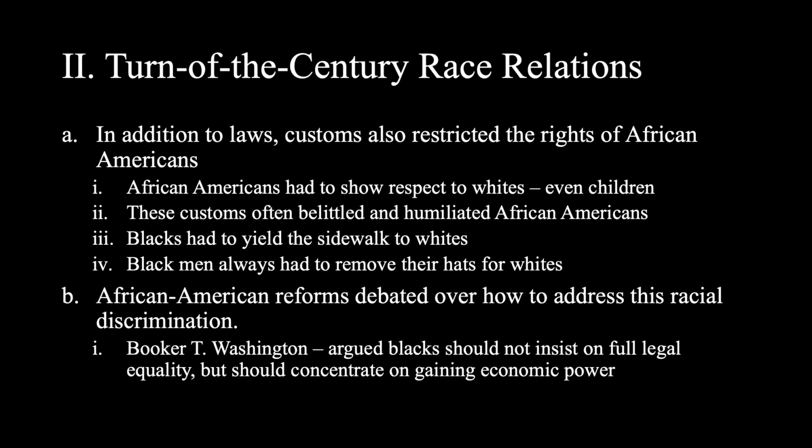First up, we've got a guy by the name of Booker T. Washington. Booker T. Washington made the argument that blacks should not insist on full legal equality, but instead should concentrate on gaining economic power. He was the guy I told you before who really believed there would get to a point in time where there would be equality between whites and blacks when the white population realized how important the black population was to the nation.